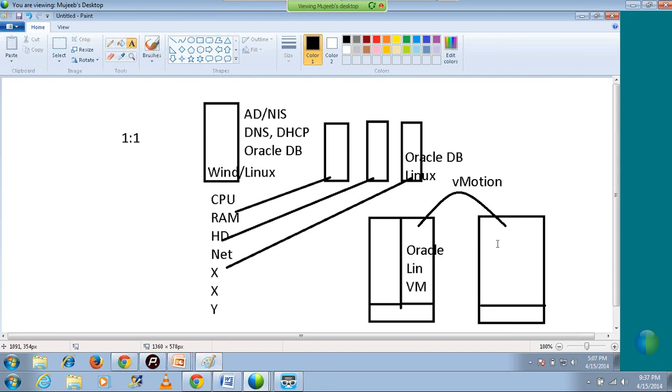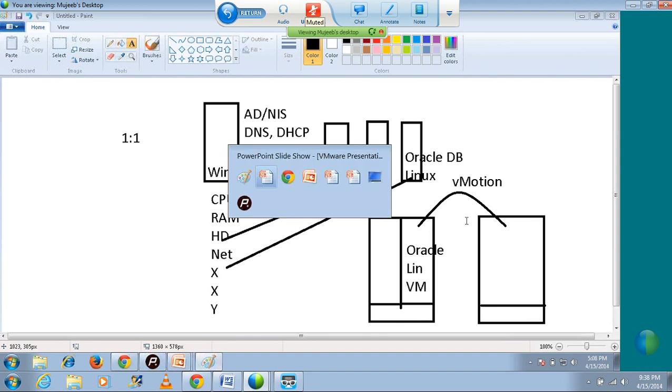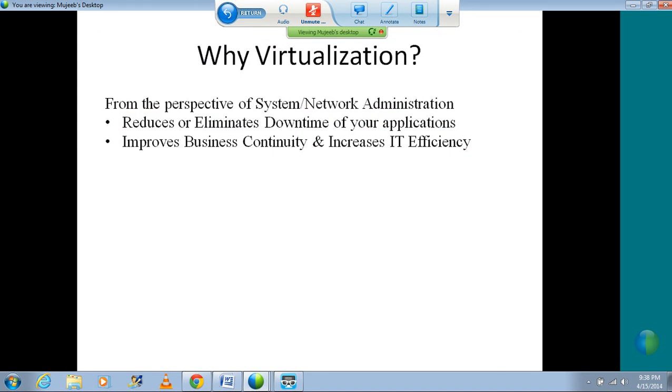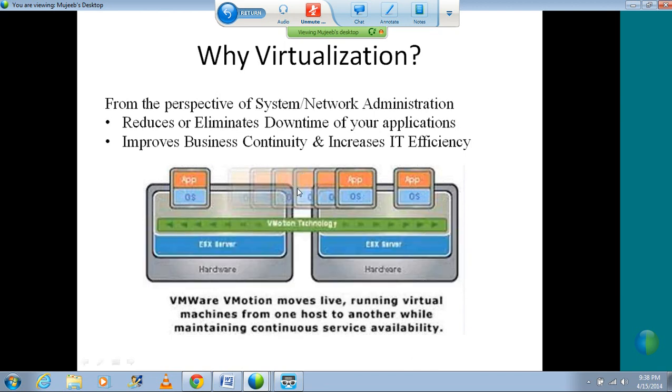So this is the benefit of virtualization from the perspective of administration. Virtualization is helping administrators manage IT infrastructures in a better way, as well as helping businesses to continue 24 by 7 by eliminating downtime. This is also one of the major reasons why companies are implementing virtualization. Not only are they saving money, but guys, they are also able to eliminate the downtime for the applications, and it also helps improve business continuity and increases the IT efficiency. So this is the technology of virtualization called vMotion. I'm able to migrate this from one server to another server.